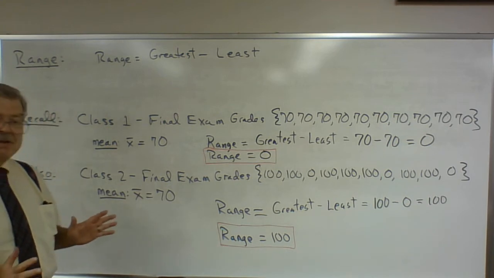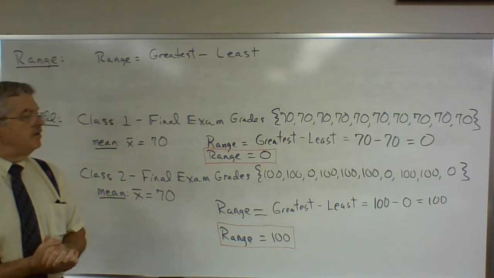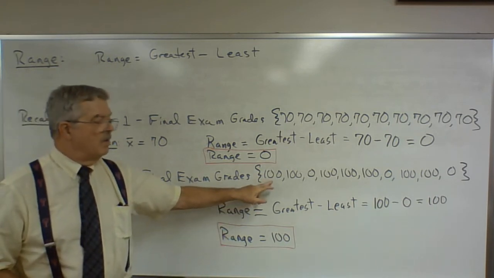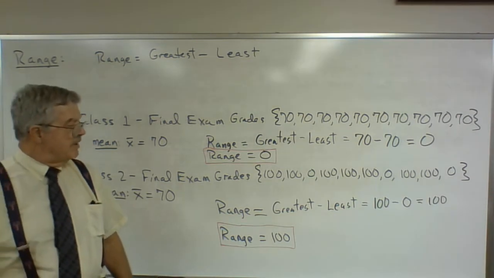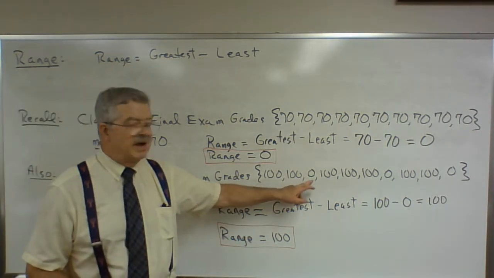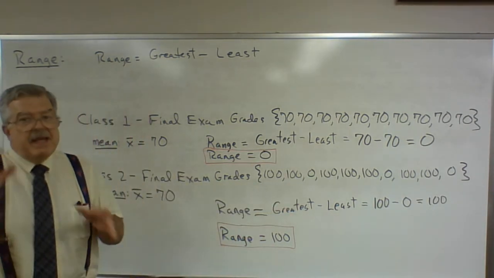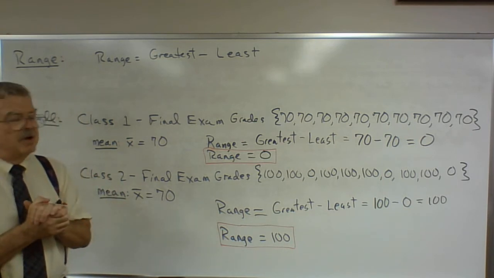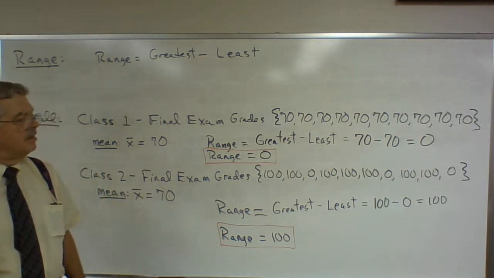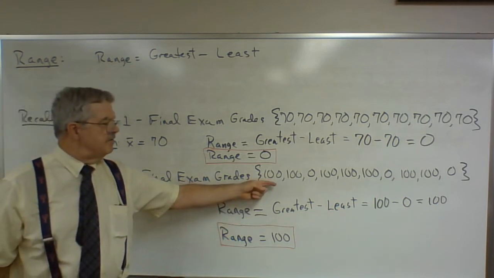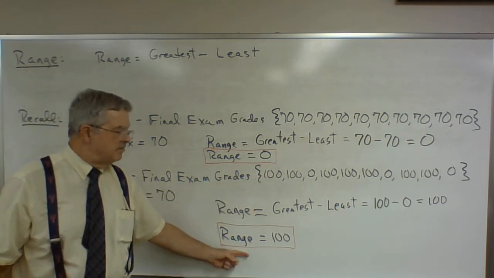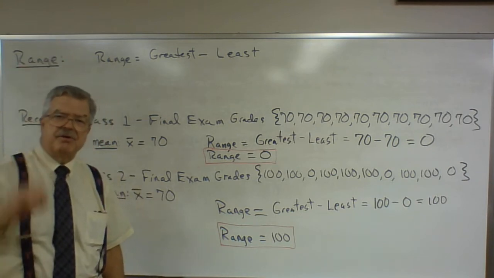Now, that could mean a bunch of things. It could mean that there was one really good student in the class who got 100, and one rather poor student in the class who got a 0. And maybe all the rest were average, who knows. But we have an idea that at least one student did very well and another student did poorly because the range is so great.